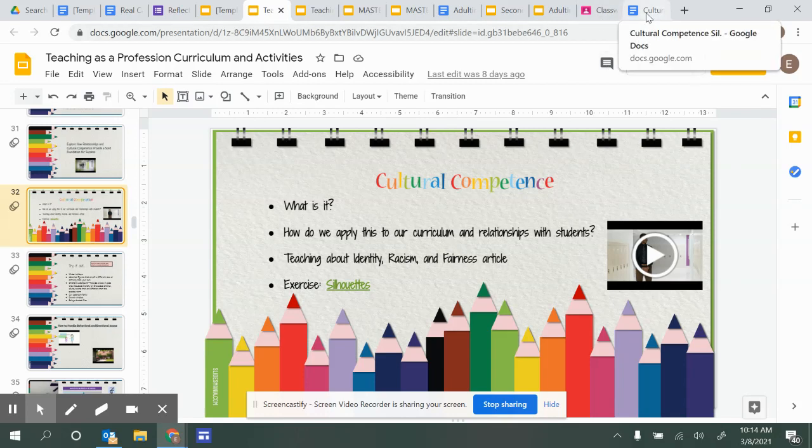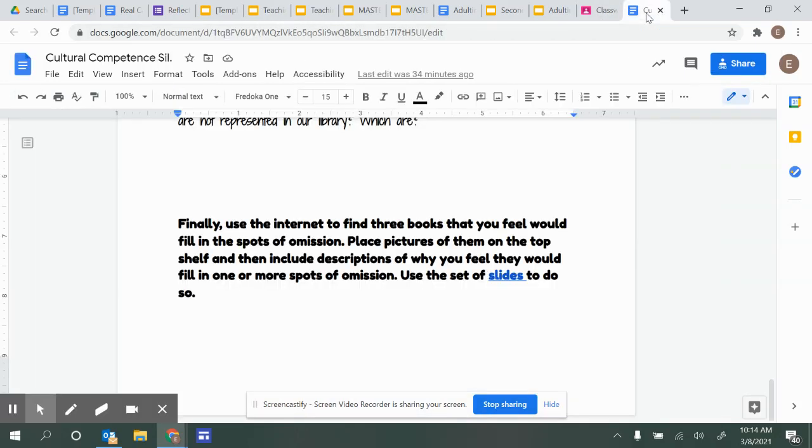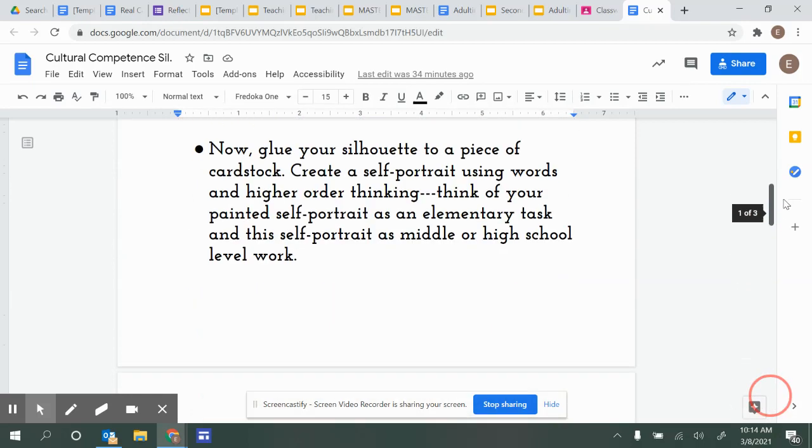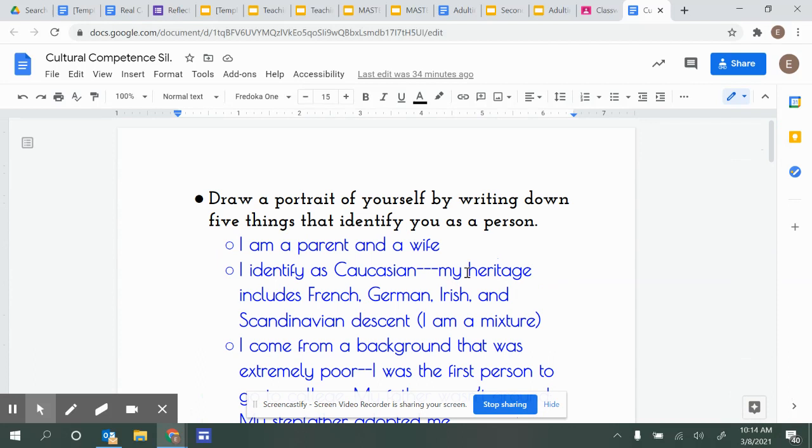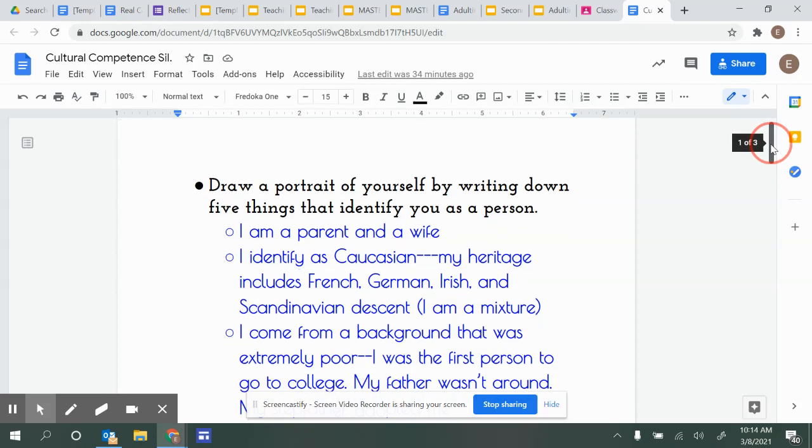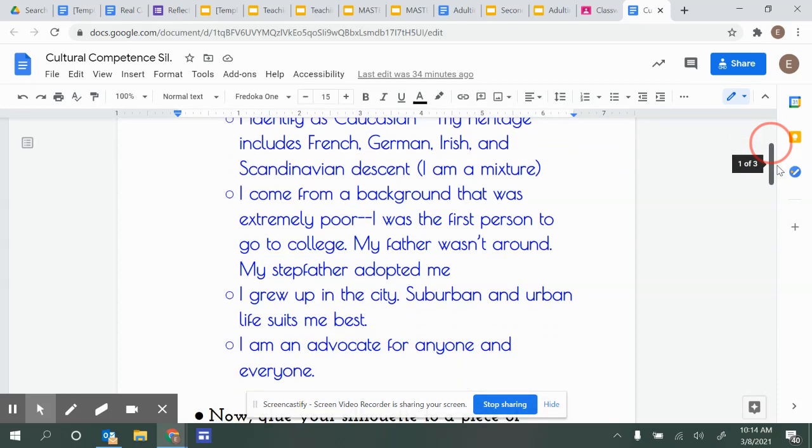So what you'll want to do is pull up the cultural competence and silhouettes assignment under Unit 2 on Google Classroom. The first part you're going to do, in your supply bag, there is a little cardstock silhouette. I gave you a white, a black, and a brown silhouette. And if you want to write down 5 things on there that identify you as a person, you can. And then you could just copy and paste a picture on here. You could also just type 5 things like I did here.